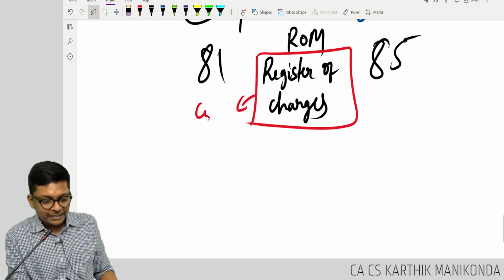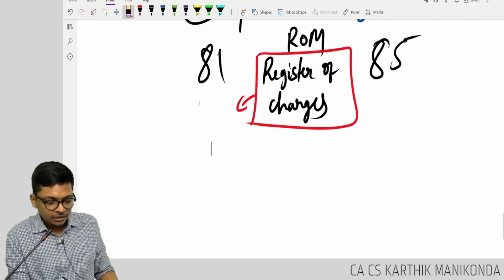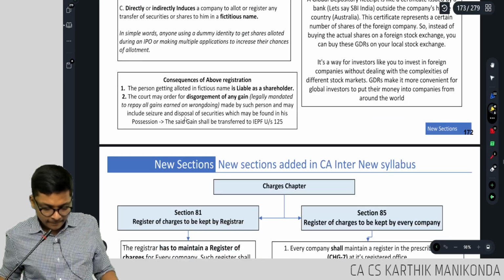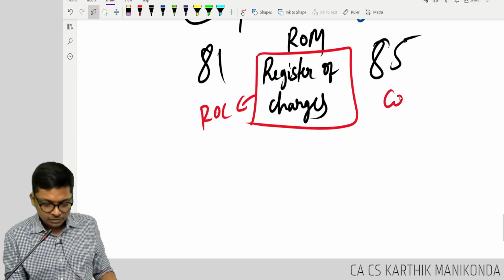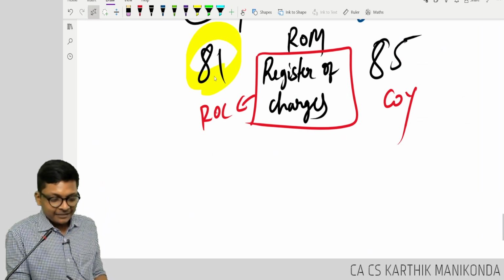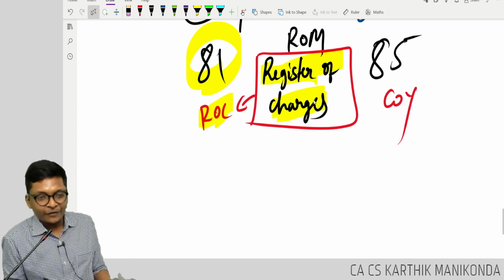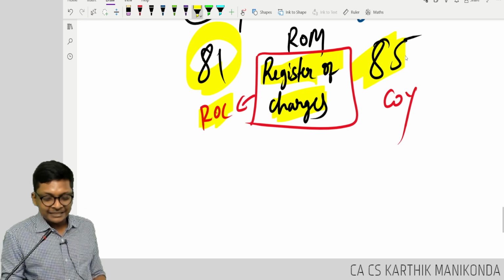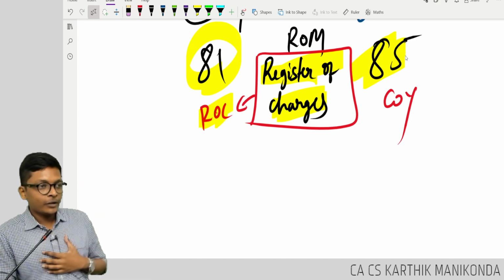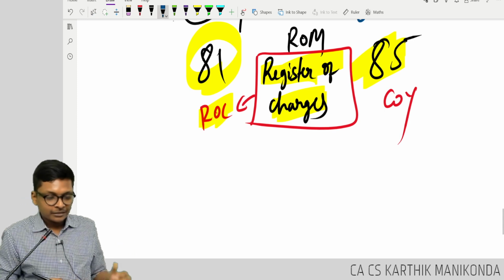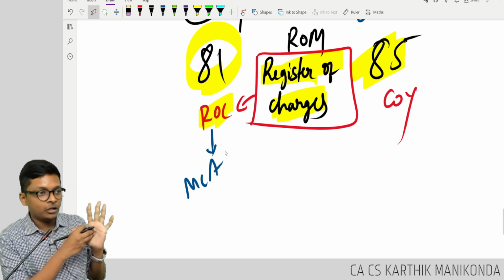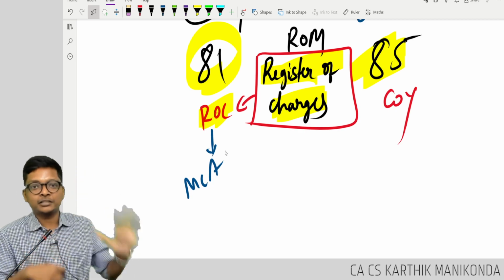Maintaining the register of charges by ROC is section 81. 85 is by the company. Are you following, guys? That's it. 81, 85. Maintain the register, guys. Section 81 tells ROC should maintain the register of charges. 85 tells the company should maintain the register of charges. That's all. ROC is saying, hey, have you not seen my website? The Ministry of Corporate Affairs website, maybe you saw in class, checked your name and all. That website only is my register of charges.